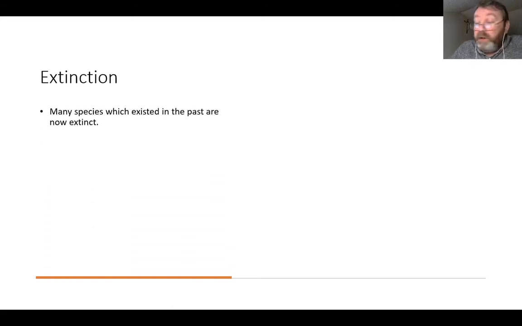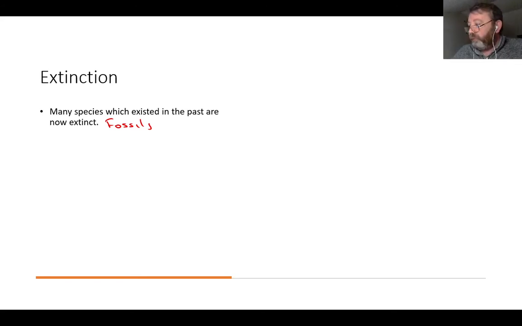Many species, as we already know, which existed in the past are now extinct. Now this brings us back almost to the very first slide. How do we know that there were species living on Earth that we don't have now? And the answer is fossil records. So don't forget about that. Fossils. Yeah, and fossils are evidence that there were species of animals living on this earth that are no longer here.